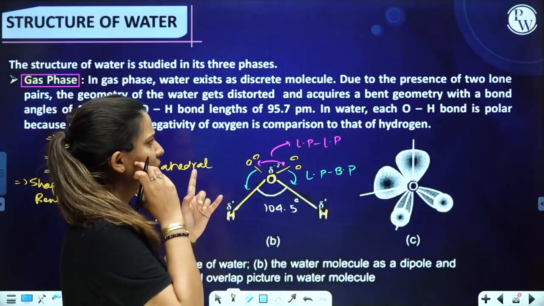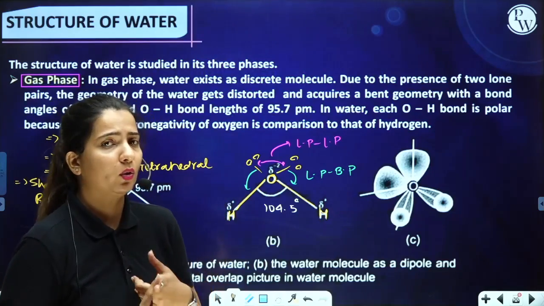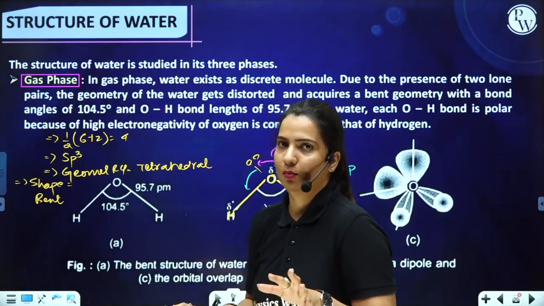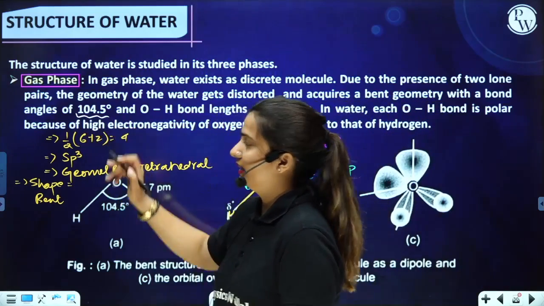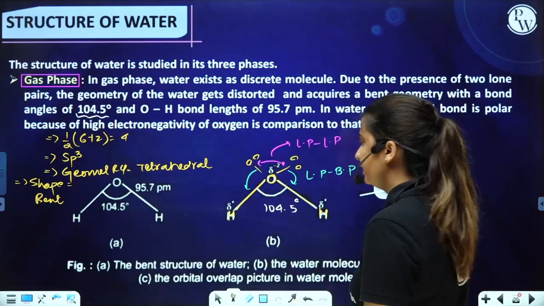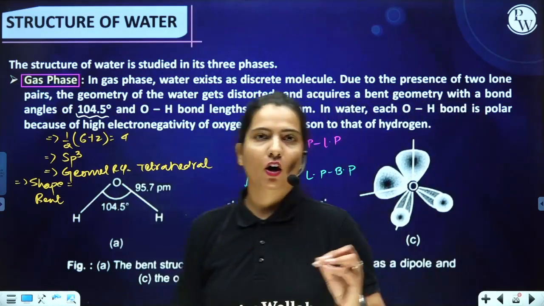You are not required to learn any of the bond lengths. Please remember only the bond angle. No requirement of learning the bond length. If you want, I can underline this bond angle so you understand that the bond length is not required. This is the orbital picture diagram.